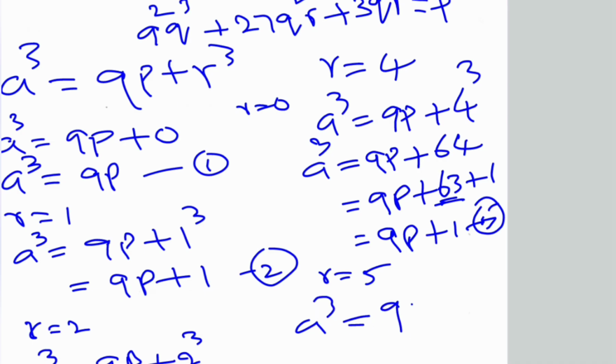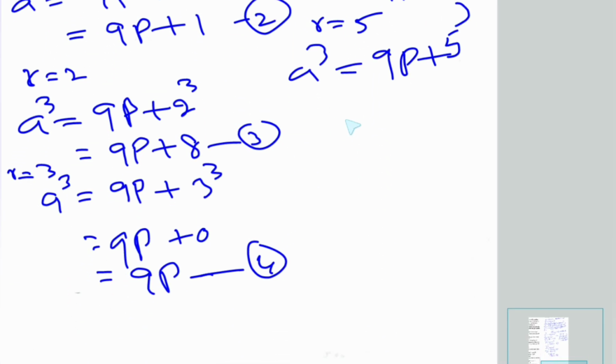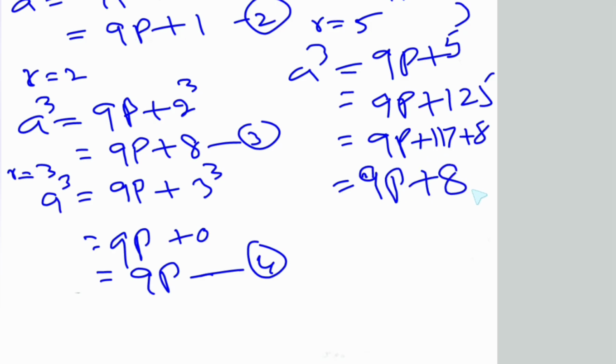Again, if you substitute the value r equal to 5, then a cube is equal to 9p plus 5 cube. 5 cube is 125. The multiple of 9 closest to 125 is 117, so 117 plus 8. This is a multiple of 9, so it is 0. a cube is 9p plus 8. This is number 6.